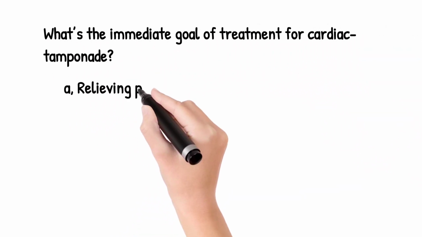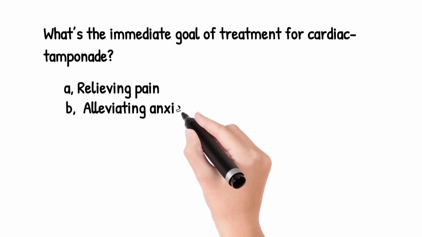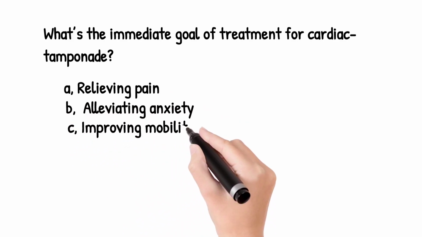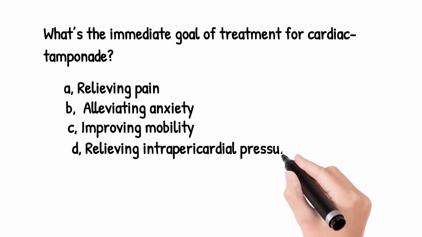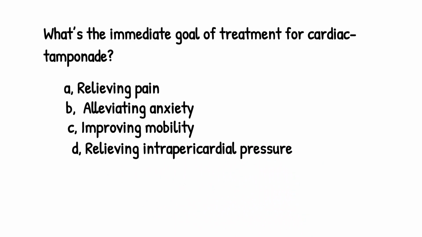What is the immediate goal of treatment of cardiac tamponade? Option A relieving pain, option B alleviating anxiety, option C improving mobility, option D relieving intrapericardial pressure. The answer is option D relieving intrapericardial pressure.